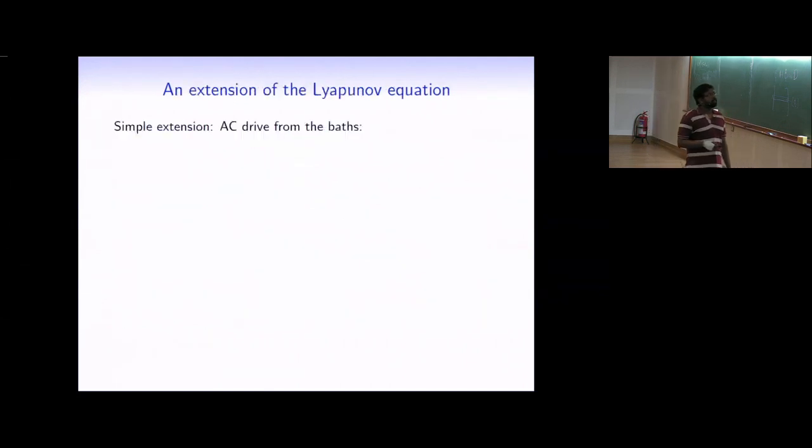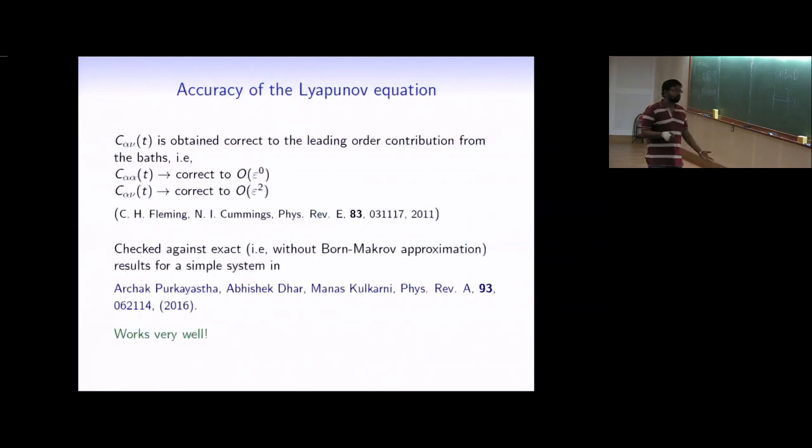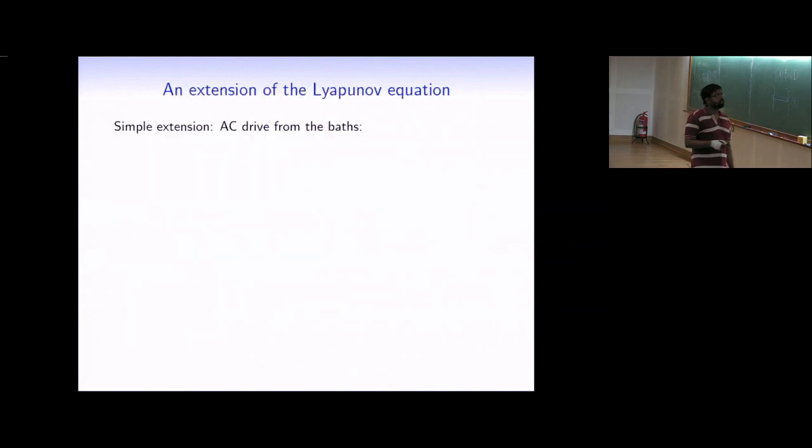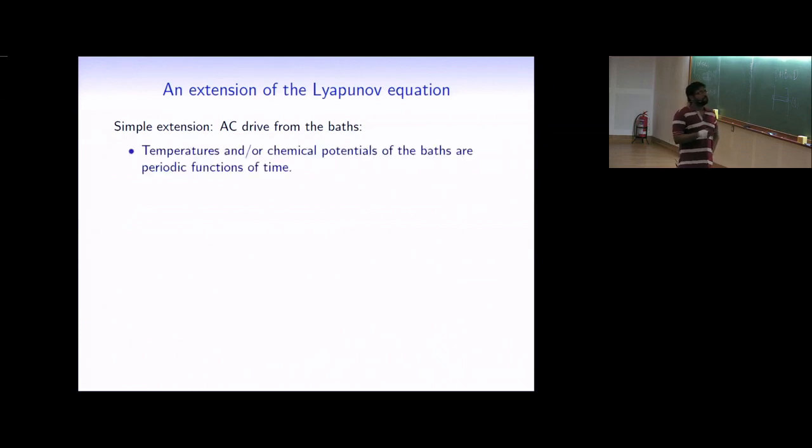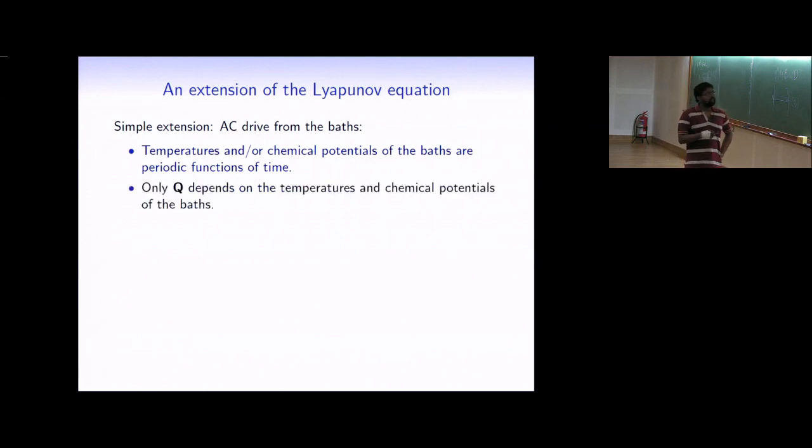And then the next thing is, okay, so great. We can just extend this to some very simple cases, which may be very difficult in other languages. So, an AC drive from the baths. The temperatures and chemical potentials of the baths are periodic functions of time. If that happens, then only Q actually depends on the temperatures and chemical potentials of the baths.